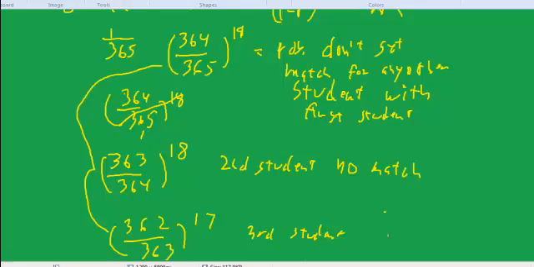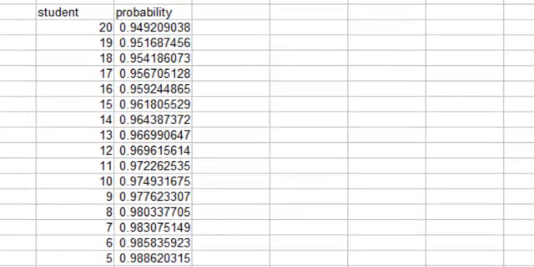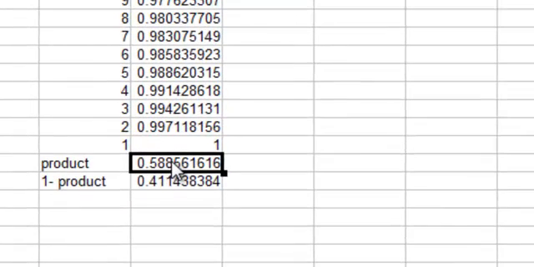And now I'm just going to show that on a spreadsheet. Okay, so I set that up here, and I start with, I call it student number 20. I calculate the probability that student number 20 has no matches with anybody else. And then I go on to student number 19, number 18, and so on. Then take the product when I finally get down to the bottom, and then take 1 minus the product, and that's the final answer. That means that there's a 59% chance of finding no matches, and that means a 41% chance of finding a match.